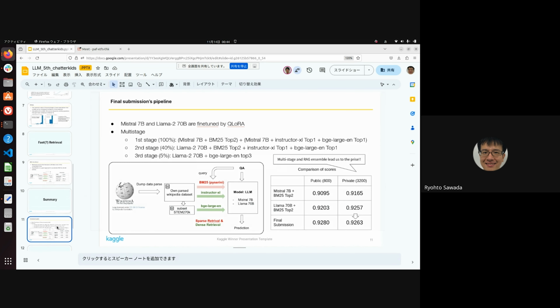So this is the summary of our solution. We trained all large language models using QLoRA and employ the three-step prediction process. Mistral 7 billion is used in the first stage to handle easy questions. And after that, we use Llama 70 billion for more challenging questions. The bottom right table is a comparison of the solutions. While the score improvement from multi-staging and ensemble retrieval might not be so big, it is critical for the prize positions.